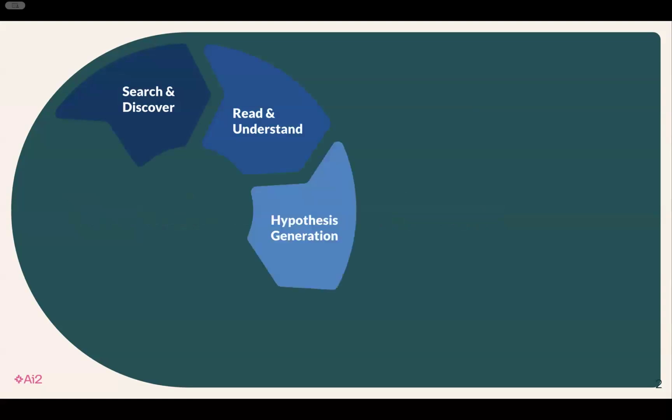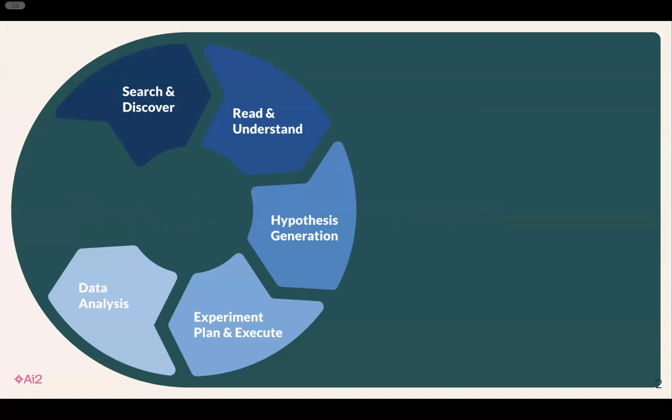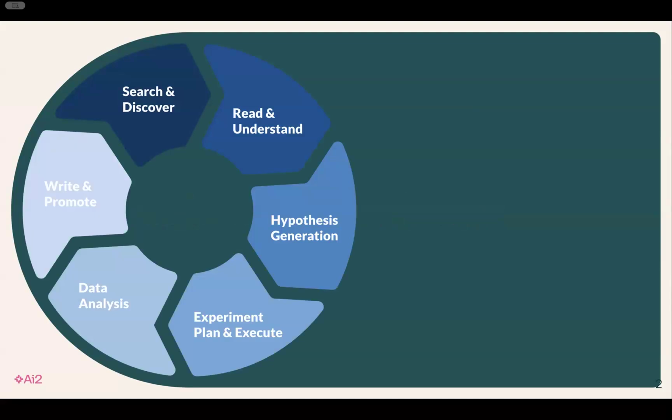So scientists start by searching for and discovering previous work. They'll read and understand a handful of those works, and that allows them to generate hypotheses. Then they can design and execute experiments to test those hypotheses, analyze the data that comes back, and finally write and promote their work. Of course, this is an idealization. There's a lot of backtracking and a lot of different styles across different scientists.